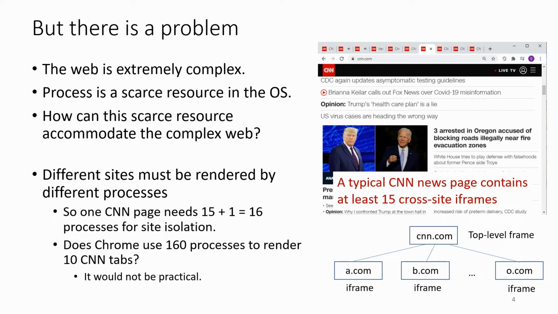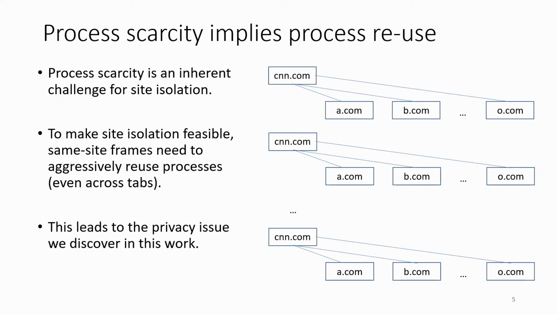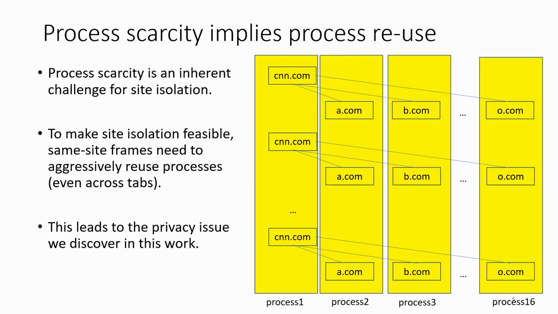Now suppose I have 10 tabs in my browser. Does Chrome use 160 processes to render these 10 CNN tabs? That would not be practical. So process scarcity is an inherent challenge for site isolation. To make site isolation feasible, same-site frames need to aggressively reuse processes even across tabs. So for example, it is possible that the 10 CNN tabs in the previous slide are rendered by 16 processes.